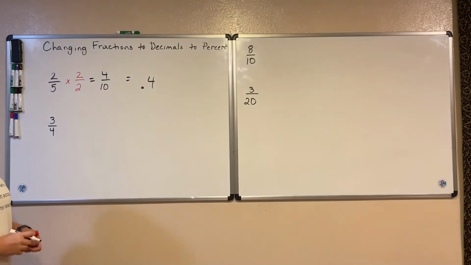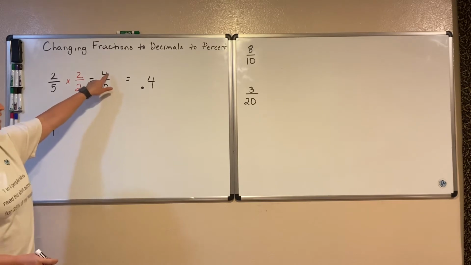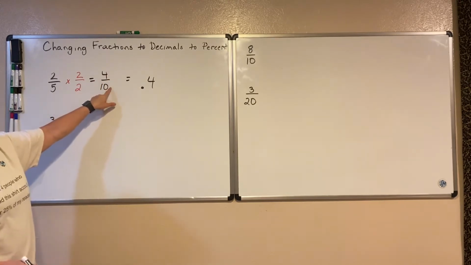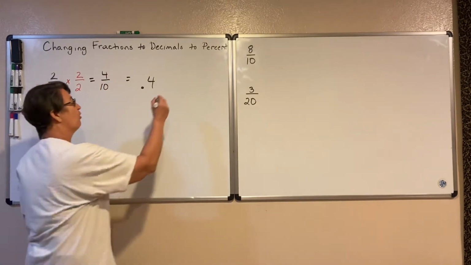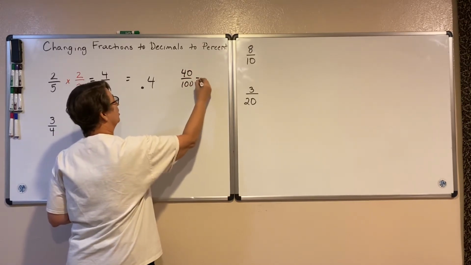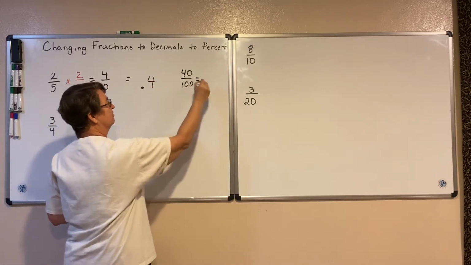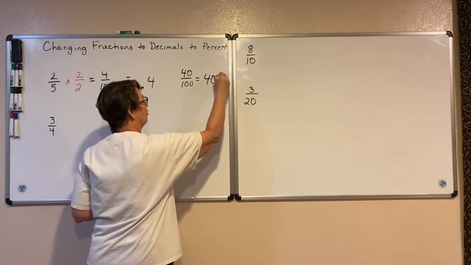Then to write it as a percent, we would want it out of 100. So I could multiply the top and the bottom by 10 to make it 40 out of 100, or I could add a 0 here to the hundredths place. Either way, it becomes 40%.